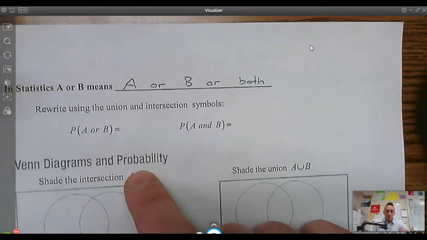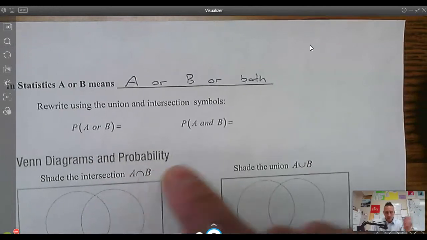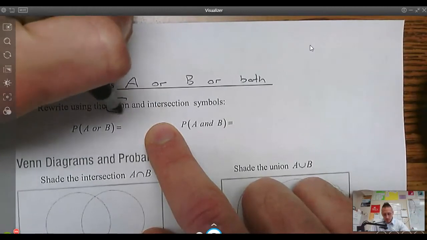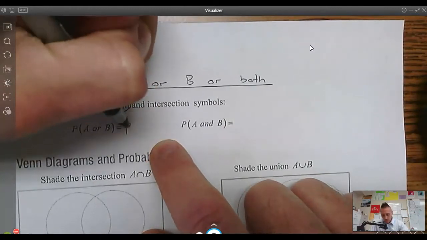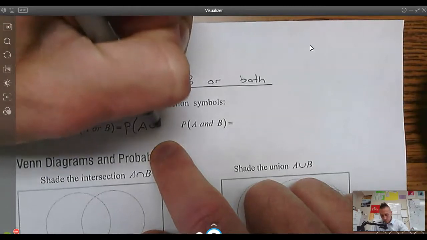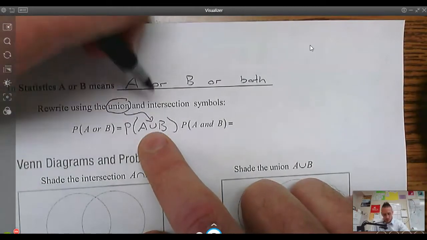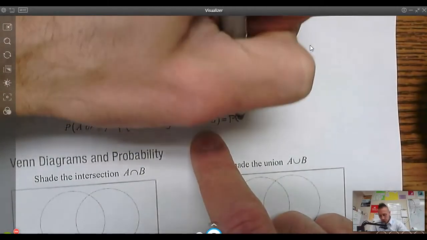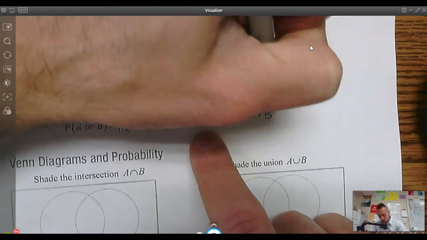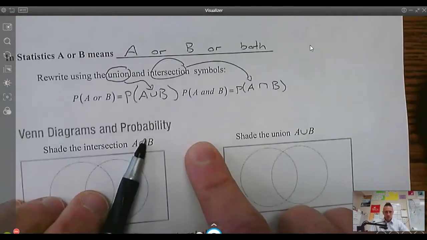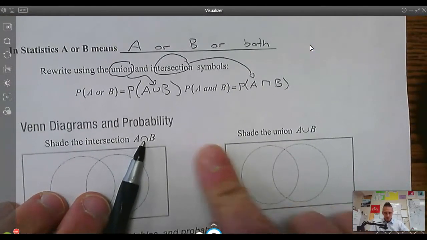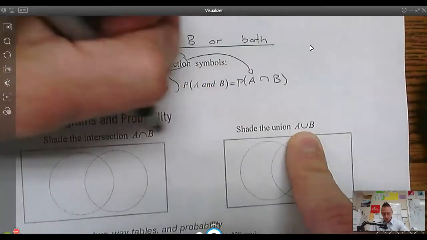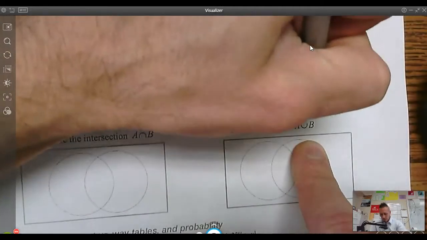So I'm going to show you two different symbols that we use for or and for and. Up until now, we've just been using the words. Or we represent with a union symbol. So this is the probability of A union B. That's not the letter U, it's just a symbol. And is represented by the intersection symbol, A intersection B. So you can see them written better down here. This is intersection, this is union. So if you see the intersection, that just means and, union means or.